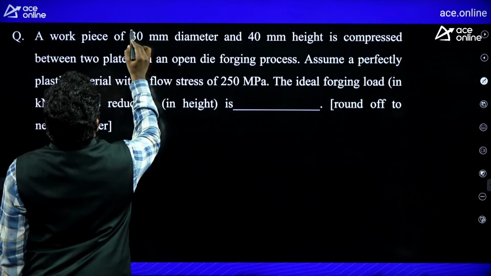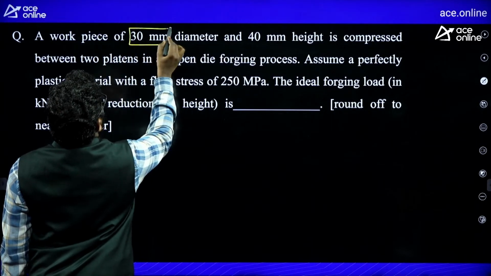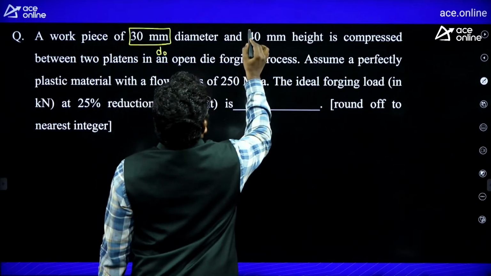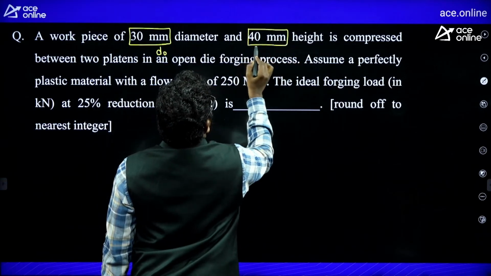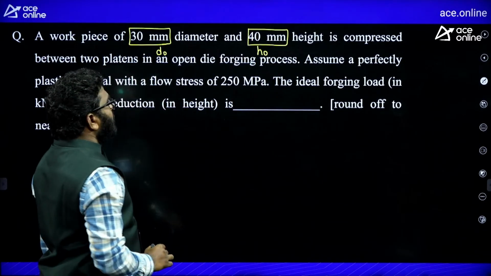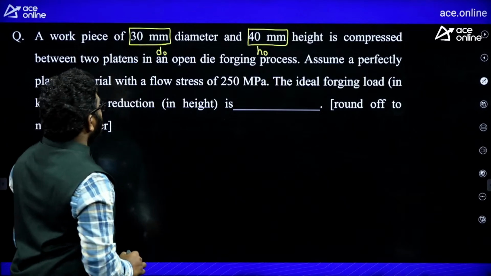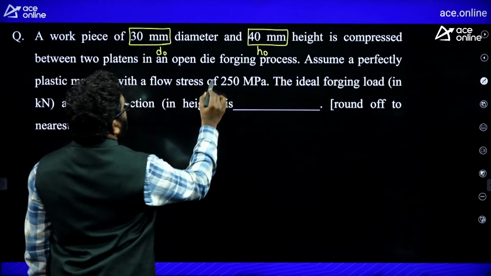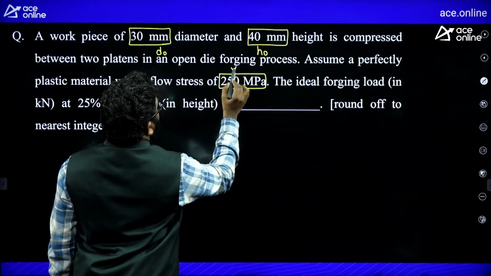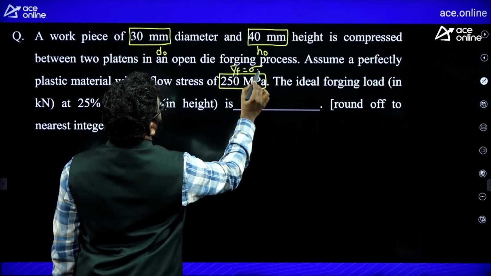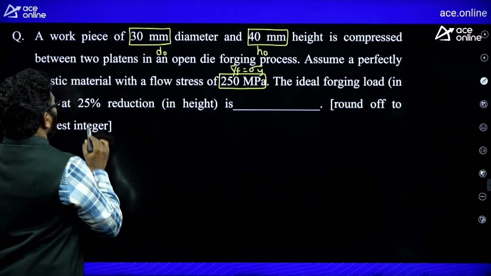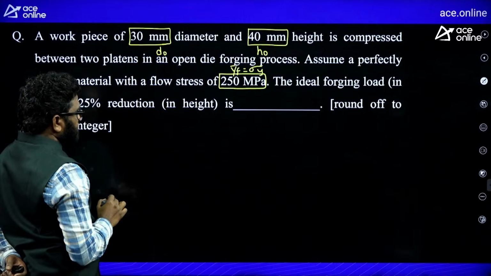a workpiece of initial diameter, listen, D0 is given 30 mm and height H0 is given 40 mm, is compressed between the two dies. Assume a perfectly plastic material, so flow stress or yield stress is given. Perfectly plastic material, average flow stress is nothing but yield stress. Ideal forging operation at a 25% reduction in height. Remember?